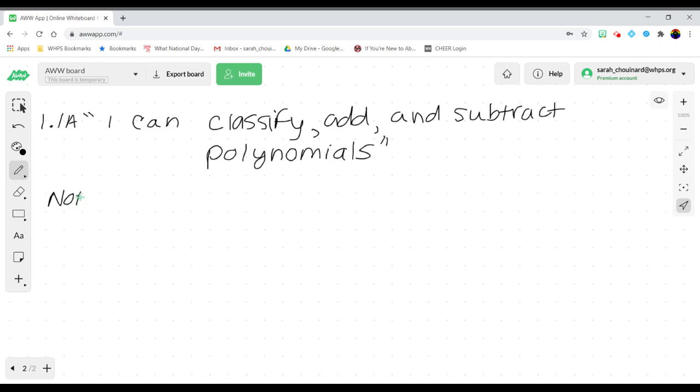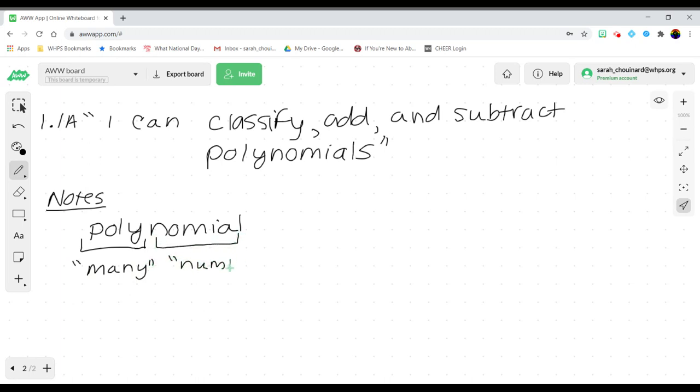So you want to label this Notes section. And we're going to start with some vocabulary. So the first one I want to talk about is the word polynomial, straight from our I can statement. So the word poly, the prefix poly, means many. And the root word nomial means numbers. So a polynomial is many numbers combined together.